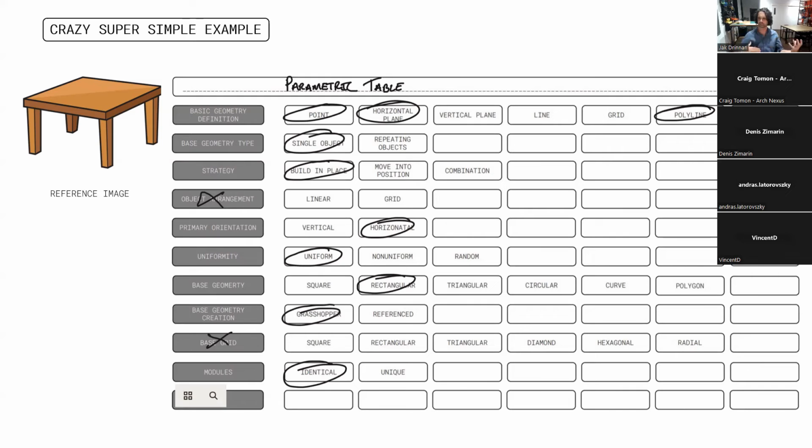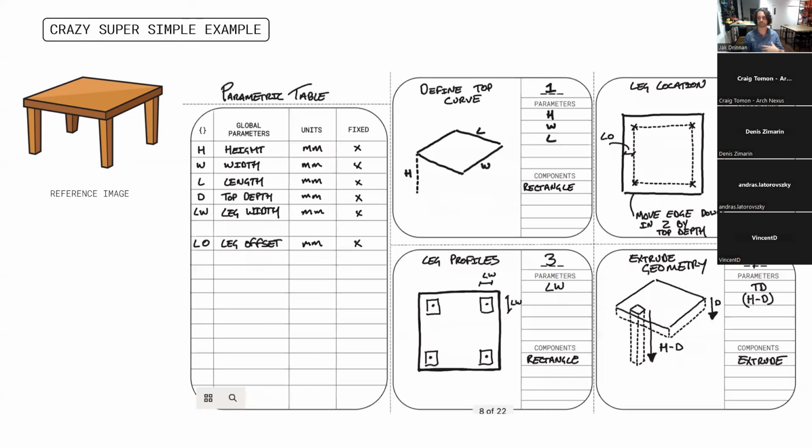So we go through all these questions like, what do we need? We need polylines. It's going to be a single object. We're going to build it in place. That's my strategy. The primary orientation is uniform. It's not non-uniform. Everything's pretty uniform around it. And we start answering these questions. We literally write out on these templates what the parameters are that we want to change: the height, width, length, the depth of the top, the legs, the offset in, and we start drawing these comic book strips essentially.